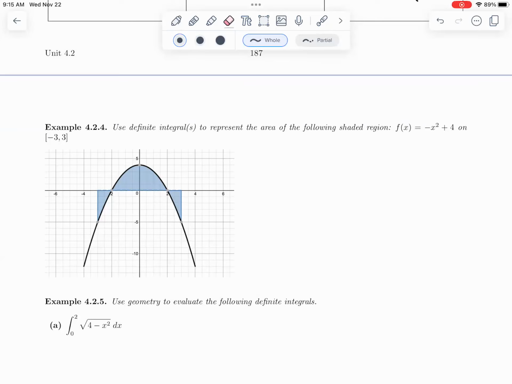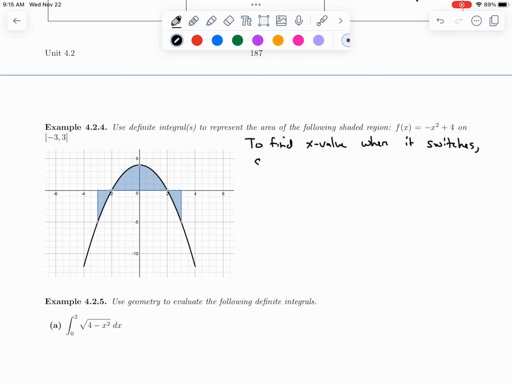What we need to do is to find the x values where it switches, solve f of x equaling 0, right? If you want to know where it switches from being positive to negative, you need to find the zeros or the roots of the function, where it crosses the x-axis. And so negative x squared plus 4 equals 0. That gives me x equals plus or minus 2.